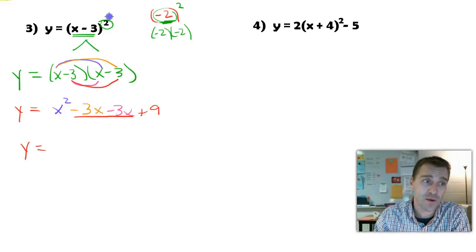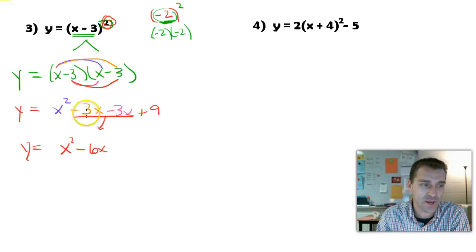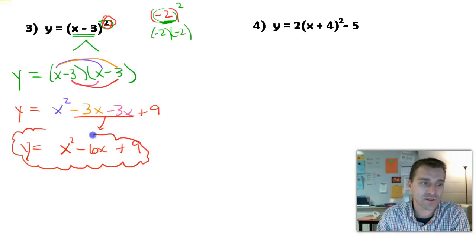But before you do all that, make sure if something's squared, you got to rewrite it out. Expand it out. So that means my final answer will be y equals x squared. Combine these like terms, that gives me negative 6x. When I take negative 3x minus 3x, gives me that. And then plus 9. So beautiful. So that right there, guys, is in standard form.